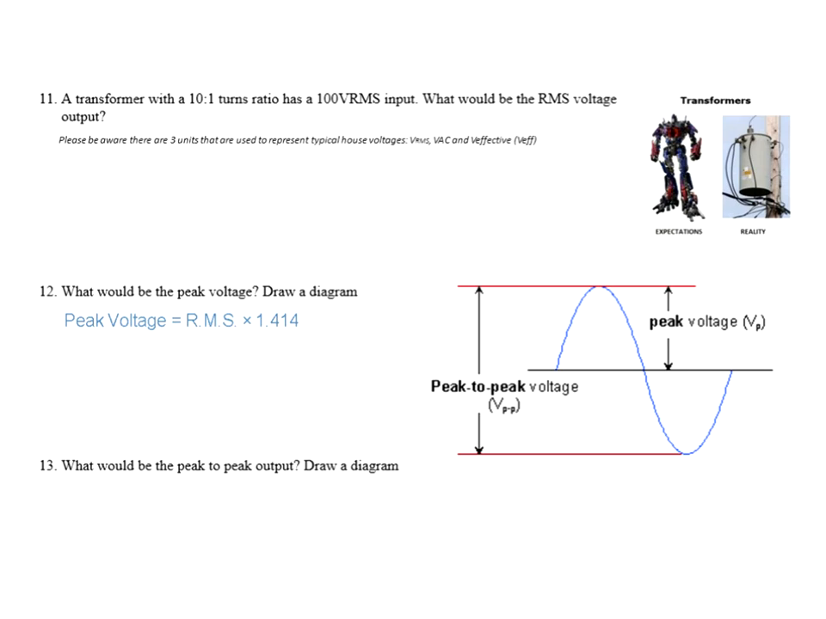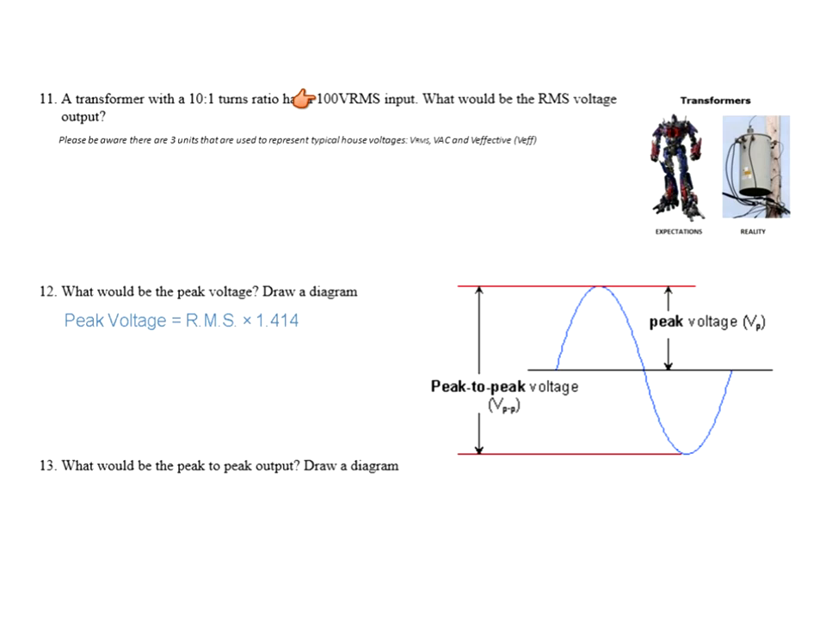All right, looks like we're coming to the end here. Let's work with a couple of transformer problems. I have a turns ratio up here of 10 to 1. On the input of the transformer, I'm putting in 100 volts. How do I find the output?